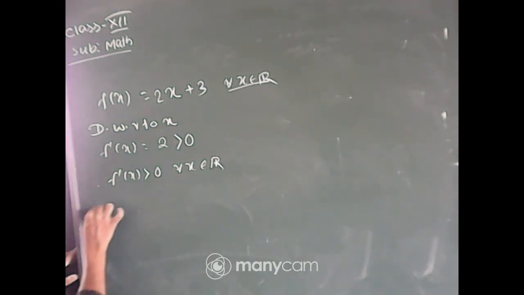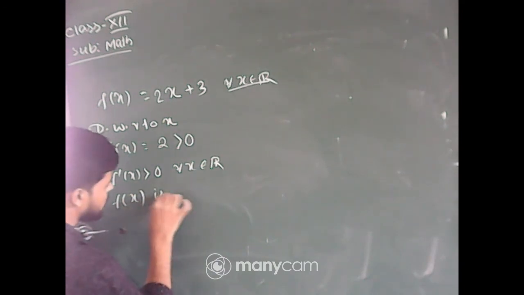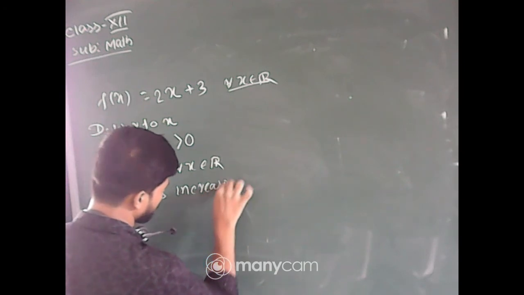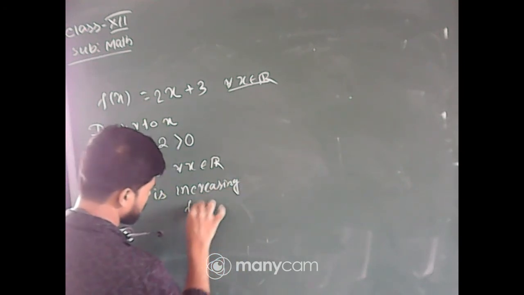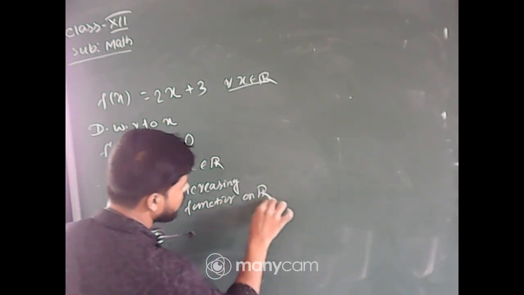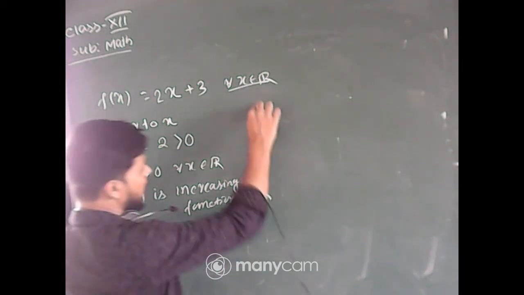What can we say? That means we can say that the function f of x is an increasing function on every point on the real numbers. So this is the first procedure, very easy, and there is another procedure.